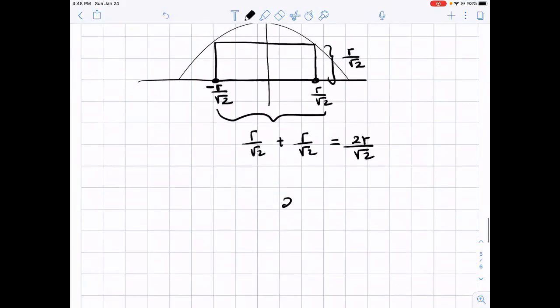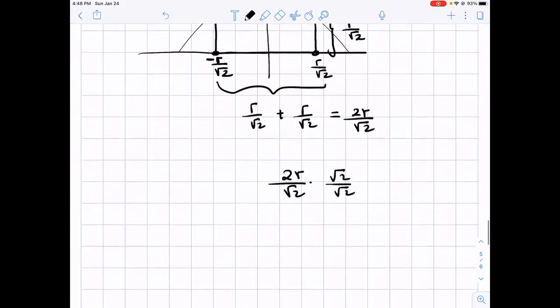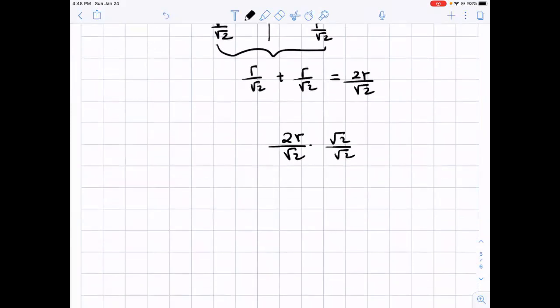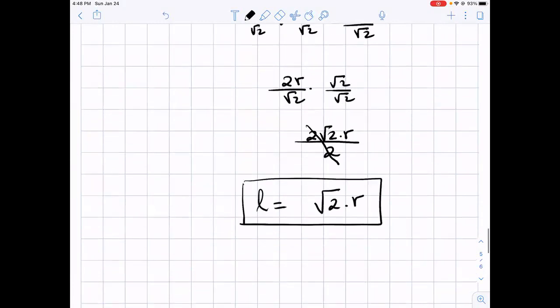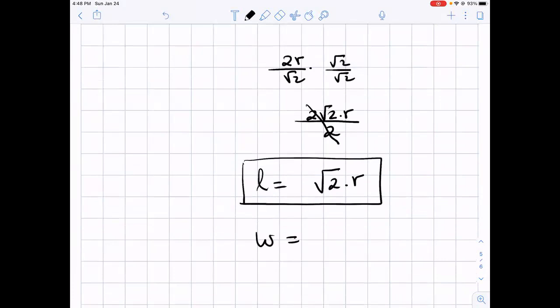And if you rationalize that, 2r over the square root of 2 multiplied by root 2 top and bottom, this becomes 2 root 2 times r over 2. The 2's cancel, so we have root 2 times r. So this is the length of the rectangle. And the width is r over square root of 2. So that's the dimension of my rectangle.